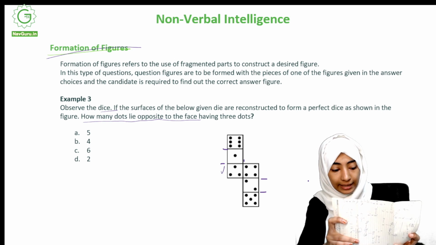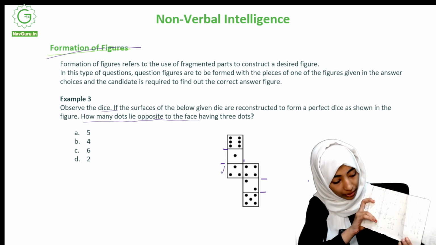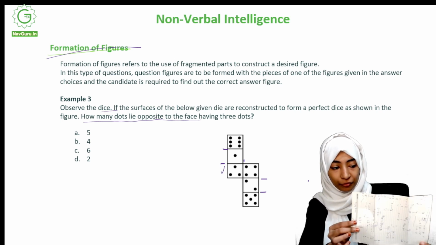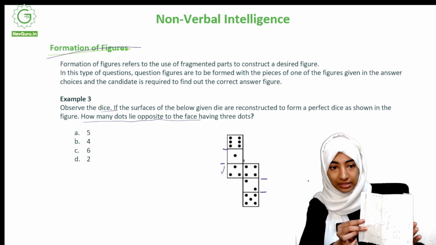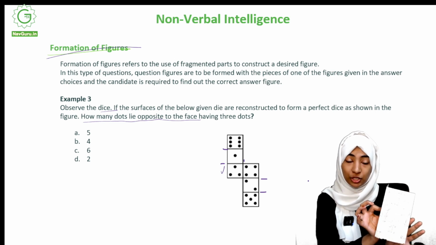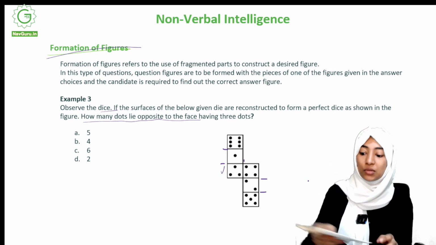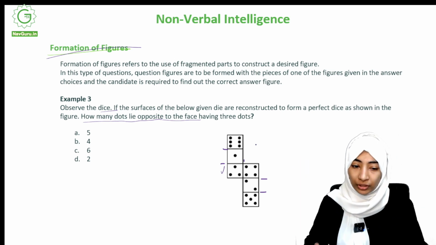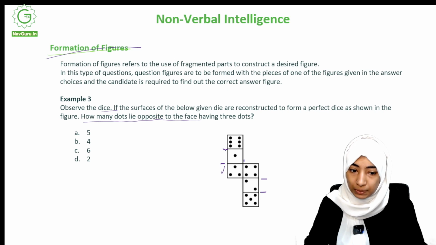If you see the lines here, you need to imagine how this will look when folded. How will this piece of paper look when folded? If it's folded on one side, this is how it will look. If it's folded on two sides, this is how it will look. You need to be able to imagine that. That is what formation of figures is all about. So here, you need to imagine, for this dice, if I fold this part, how is it going to look?